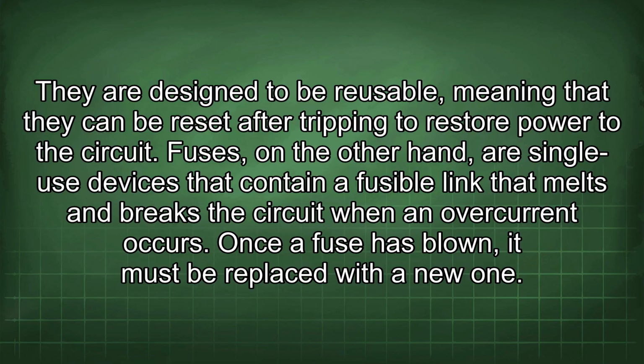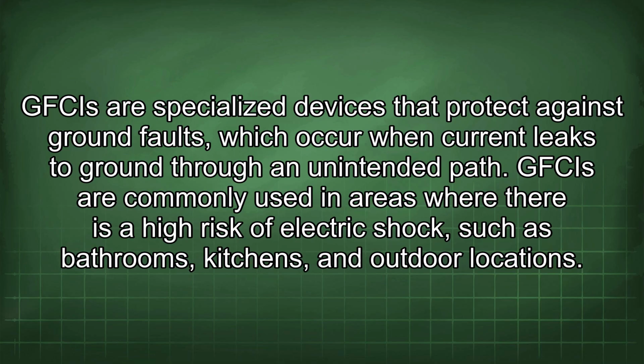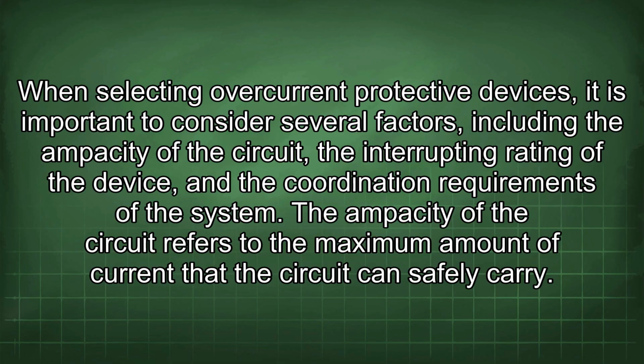They are designed to be reusable, meaning that they can be reset after tripping to restore power to the circuit. Fuses, on the other hand, are single-use devices that contain a fusible link that melts and breaks the circuit when an overcurrent occurs. Once a fuse has blown, it must be replaced with a new one. GFCIs are specialized devices that protect against ground faults, which occur when current leaks to ground through an unintended path. GFCIs are commonly used in areas where there is a high risk of electric shock, such as bathrooms, kitchens, and outdoor locations.